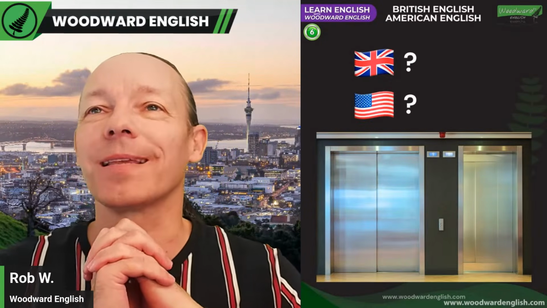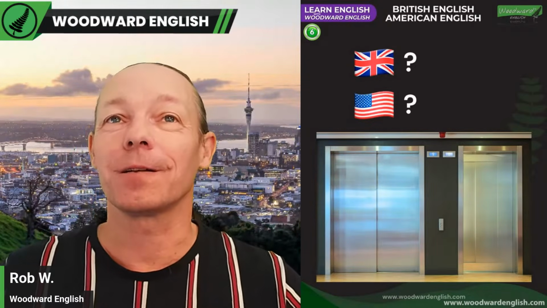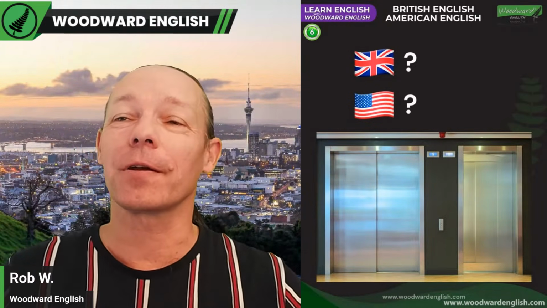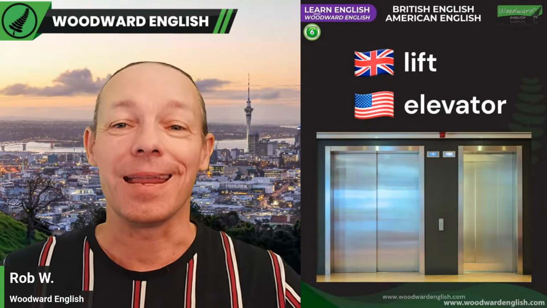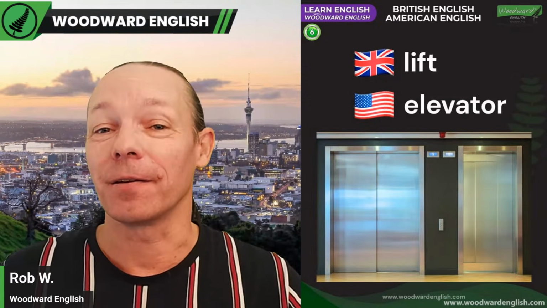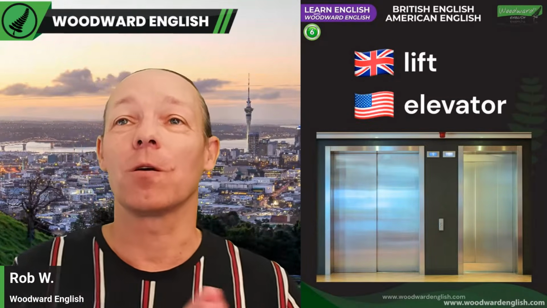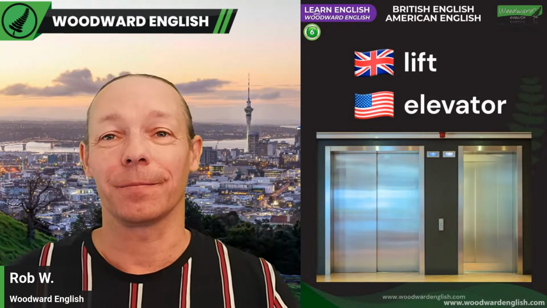Okay, so what are these called? You use this to go from one level to another level in a building. There's actually a different name for it in British English and American English. We have a lift or elevator. They're both correct. One's not better than the other. So you have a lift or an elevator.